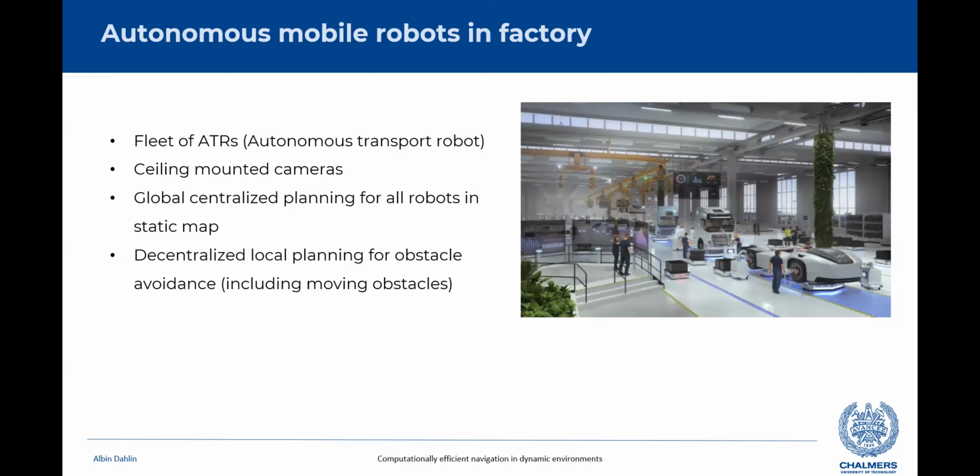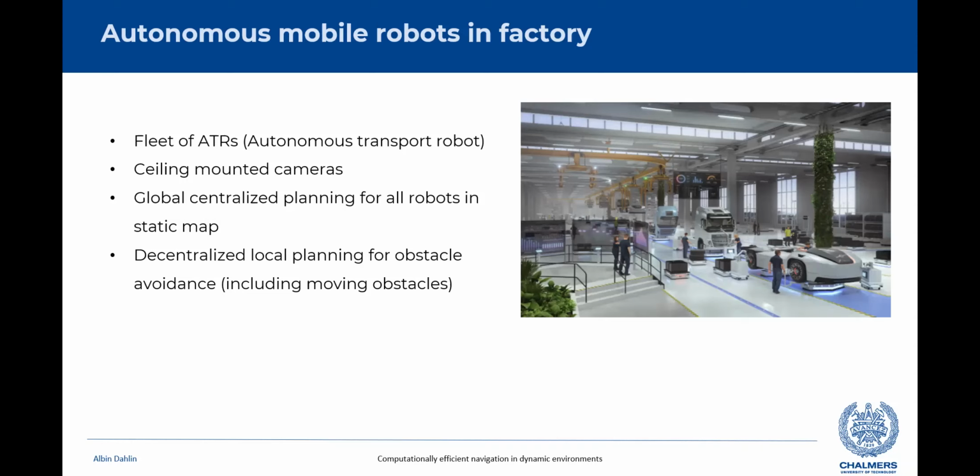The setup is basically a fleet of ATRs which receive information about the current factory scene by cameras mounted in the ceiling. Given a range of tasks, for instance, deliver tool A to station 1, a global planner computes an optimal plan for the fleet. This is done in the static map of the factory floor. So each robot gets information of when to be where.